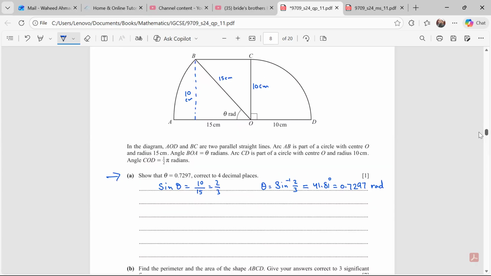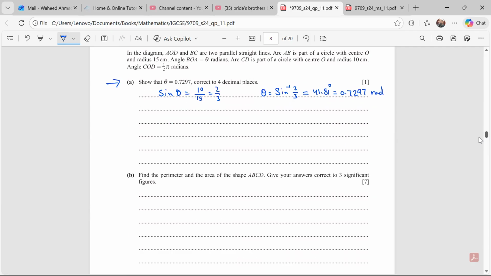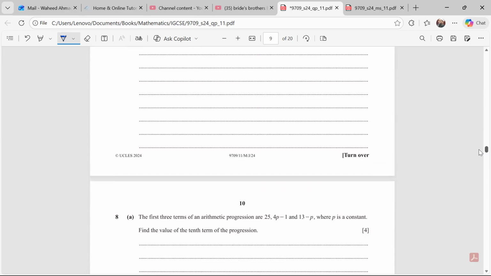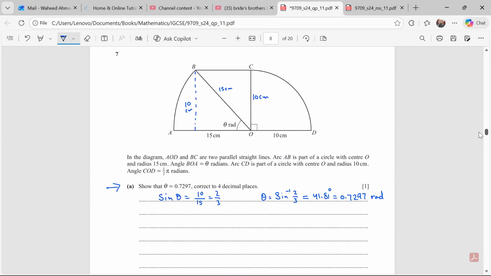Now the next part: find the perimeter and the area of this shape. Let me do it here as well. In order to find the perimeter, I need to know the arc length AB, and this BC, and again the arc length CD, and this whole thing, AD. So let's start with the arc length AB.